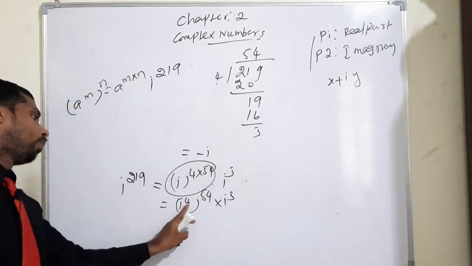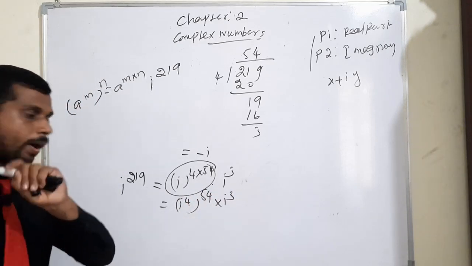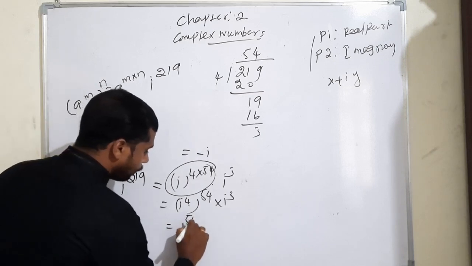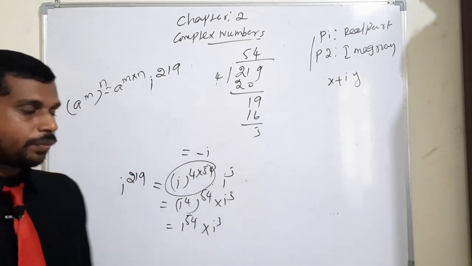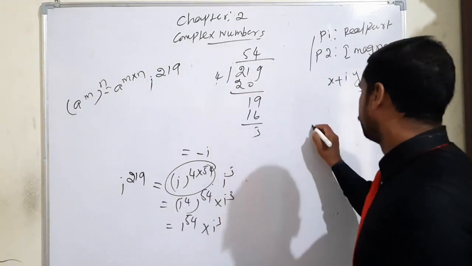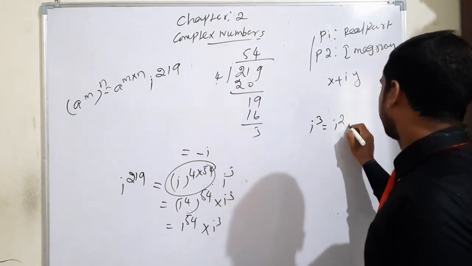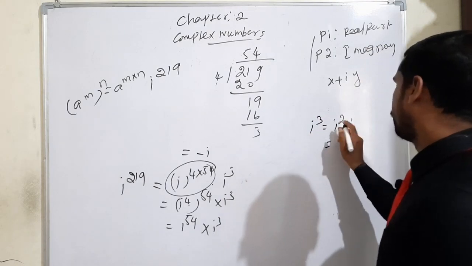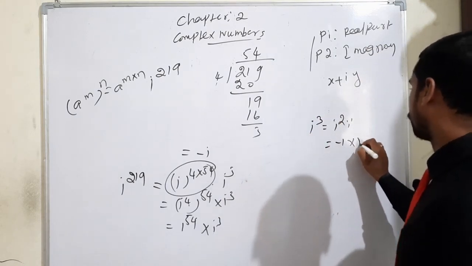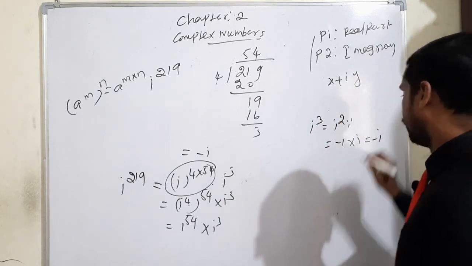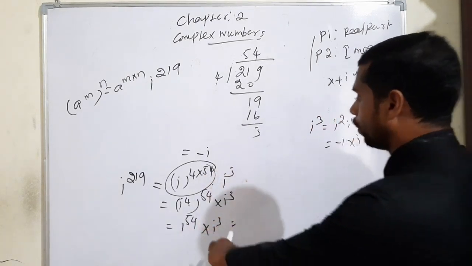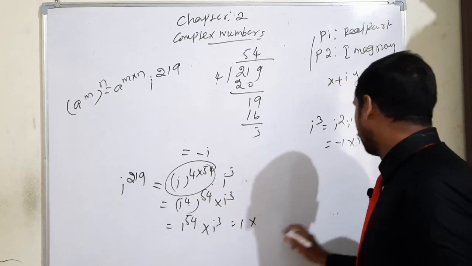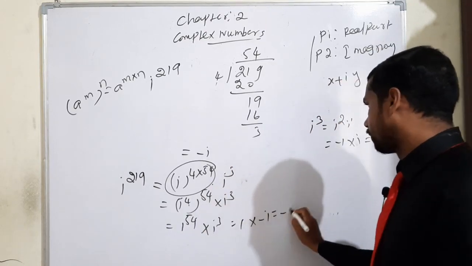Already we know what is the value of i to the power 4? 1. So 1 to the power 54 into i cube. Already we know the value of i cube. How to split it? i cube is i square into i. So i square value will be minus 1. So minus 1 into i means minus i. Therefore i to the power 54 part, 1 to the power anything is 1. 1 into minus i means the value will be minus i.